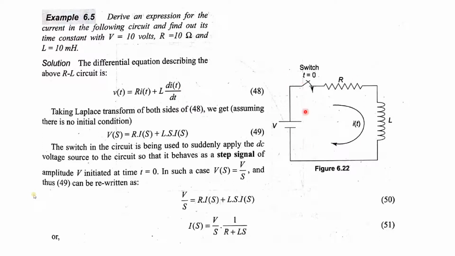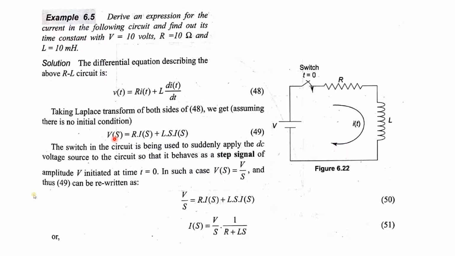In this case, what is the input and what is the output? It is quite easy, because the voltage is the input and the current is the output. Once the voltage is supplied, we will get the current. Then the equation in the time domain has to be transformed into the Laplace domain, or S domain.